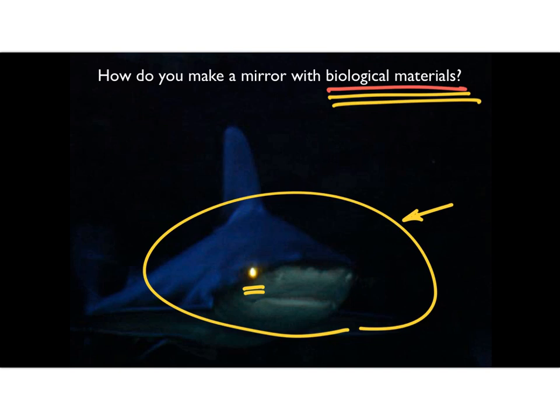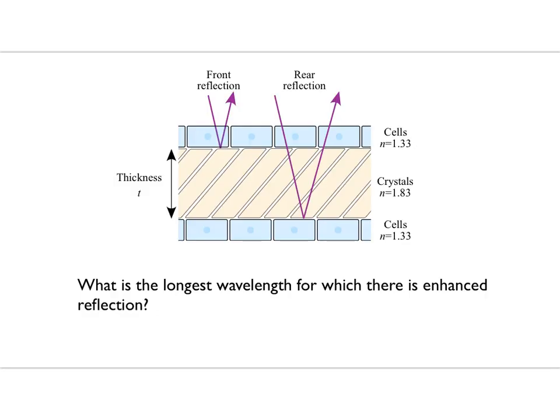I read a great research paper about that, and it looks like this. At the back of the shark's eye, there are layers of cells, and cells have an index of refraction of about 1.33. And in between, there are these layers of guanine crystals, which have an index of refraction of 1.83. If I look at the reflection from the front of the crystals, there's a reflection there. And if I look at a reflection from the back of the crystals, there's also a reflection there, because you always get a reflection at a boundary between two media that have a different index of refraction.